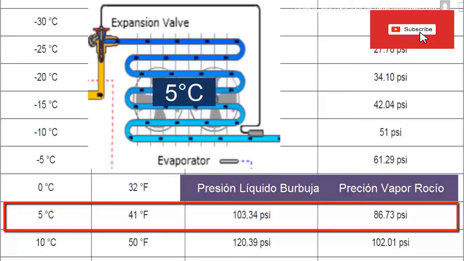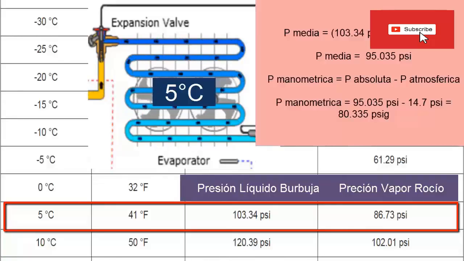For example, taking the average between these values gives a pressure value of 95.035 psi absolute. Remember that we must subtract from this value the atmospheric pressure of the place where the equipment is located, which we are going to take as a general value of 14.7 psi in order to find the average pressure of the manometer. When performing the subtraction, we obtain a value of 80.335 psi G. Although it is not exact, we can say that with an evaporator pressure of 80.335 psi G, we would be very close to reaching the temperature of 5 degrees C in the middle of the evaporator.